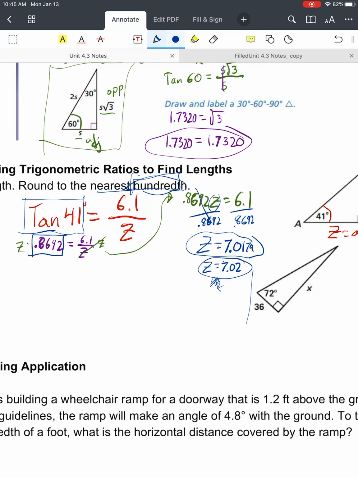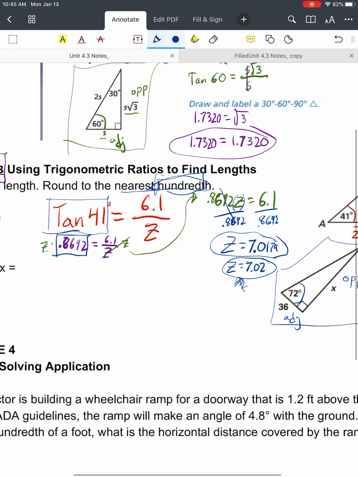Taking a look at our next example, in this triangle, this angle is 72. The opposite side would be this x, so I'm going to label that opposite. My adjacent would be this 36. I'm going to set it up just like we did before. We do tangent of our reference angle, this time 72 degrees, equals our opposite, which is x, over our adjacent, which is 36.